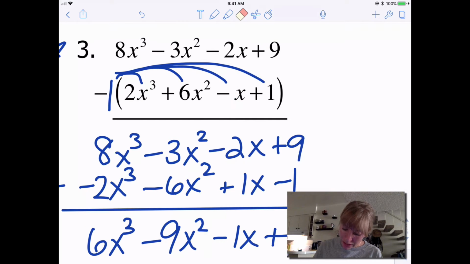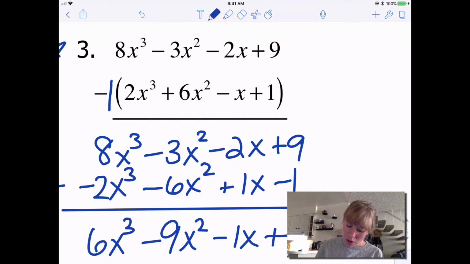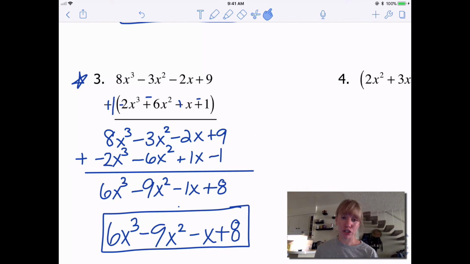If you are able to kind of see this in your head, when you distribute your negative, I can make this a negative 2, a negative 6, a positive x, and a negative 1. As long as you're really keeping track of all of those pieces, it's okay for you to skip the step of rewriting everything. Just make sure you change all the signs.